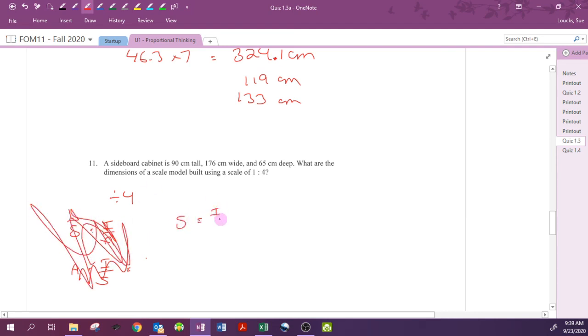Scale equals image over original. Scale is 1 over 4, and that equals the image over the original size. So the image is the original divided by 4. So we get 22.5 centimeters, 44 centimeters, 16.25 centimeters.